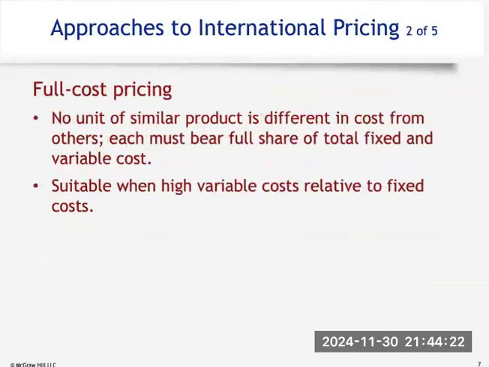Full cost pricing. Companies do this. No unit of similar product is different in cost from others. Each has a full share of the total fixed cost. You've probably had accounting by now, but fixed costs are things they cannot change in the pricing, and variable costs will change depending on the quantity that is produced. This works when there is a high variable cost relative to the fixed cost.